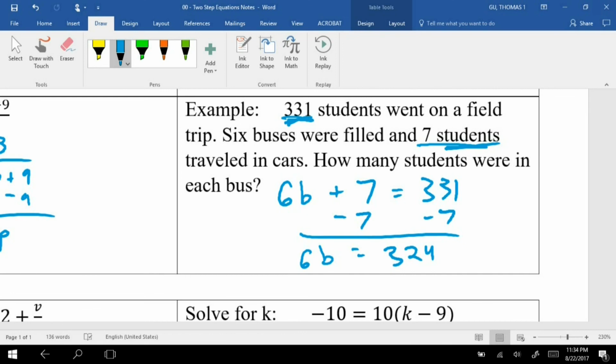And so now we know that in these 6 buses, they're all even. There's an even amount of kids in every single bus because that is the only way that people will travel in buses. Okay, so now we're going to divide by 6. Divide by 6, and then B equals, let me just look at this key that I have in front of my face. B equals 54.